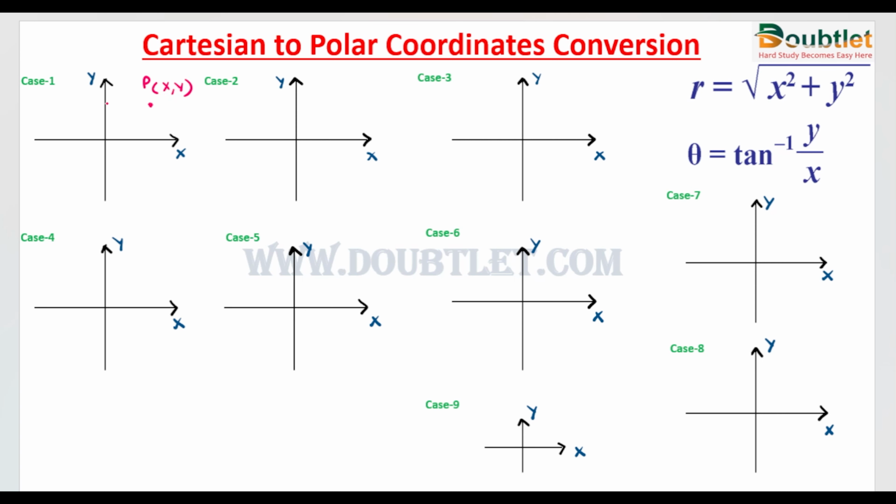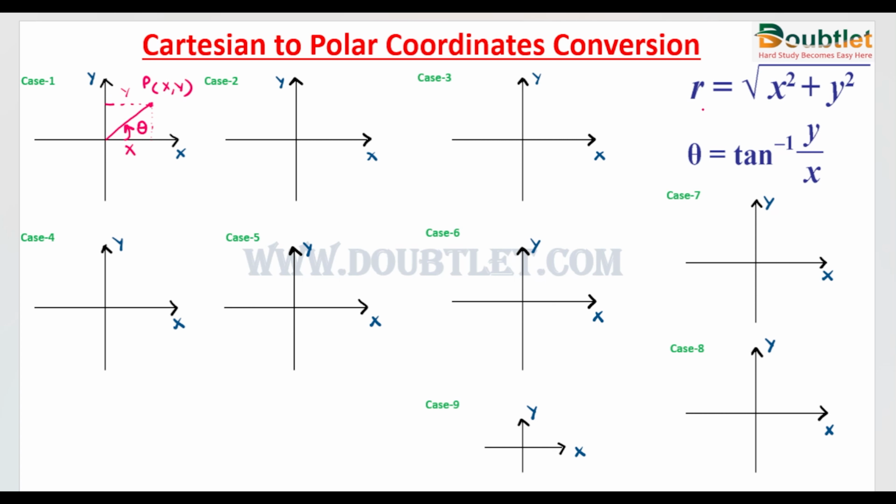What does it mean? It means the perpendicular distance from the y axis is equal to x and the perpendicular distance from the x axis is equal to y. So these coordinates are x comma y. If we draw a line from the origin to this point, then this line is known as the polar radius, and the angle made by the positive direction of the x axis with this line, in the anti-clockwise direction, is known as the polar angle.